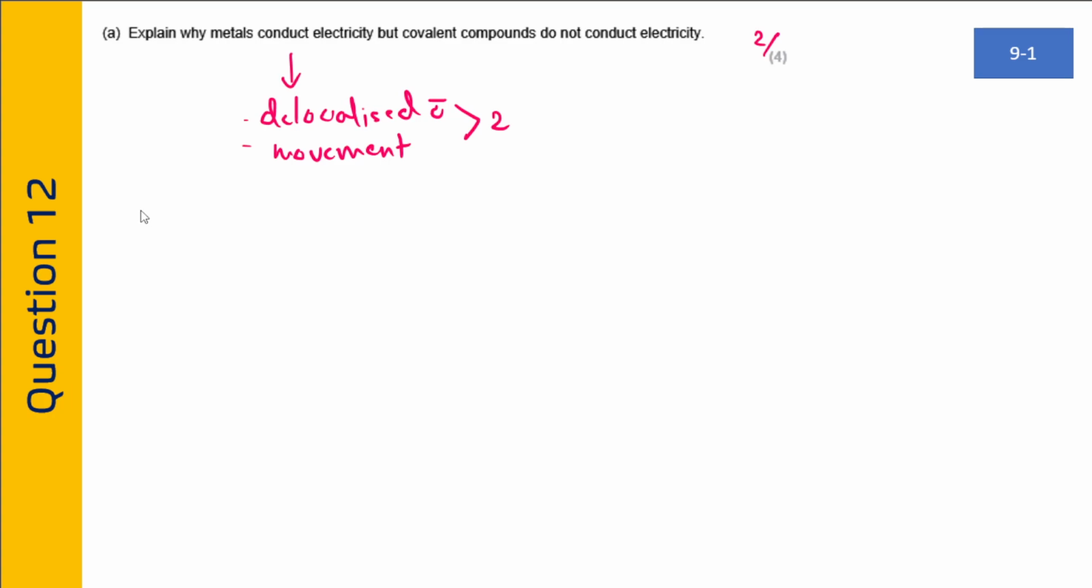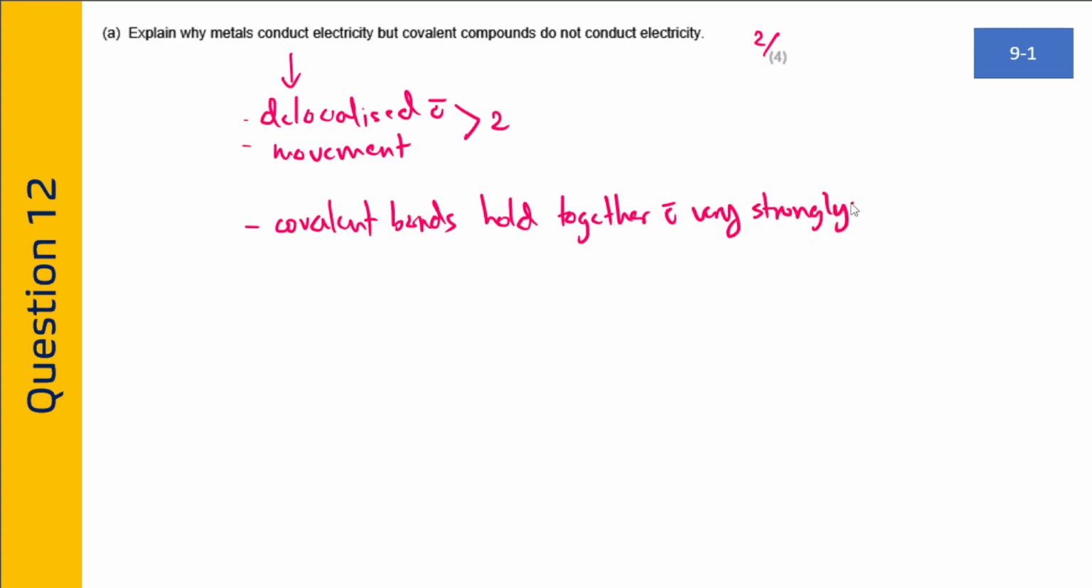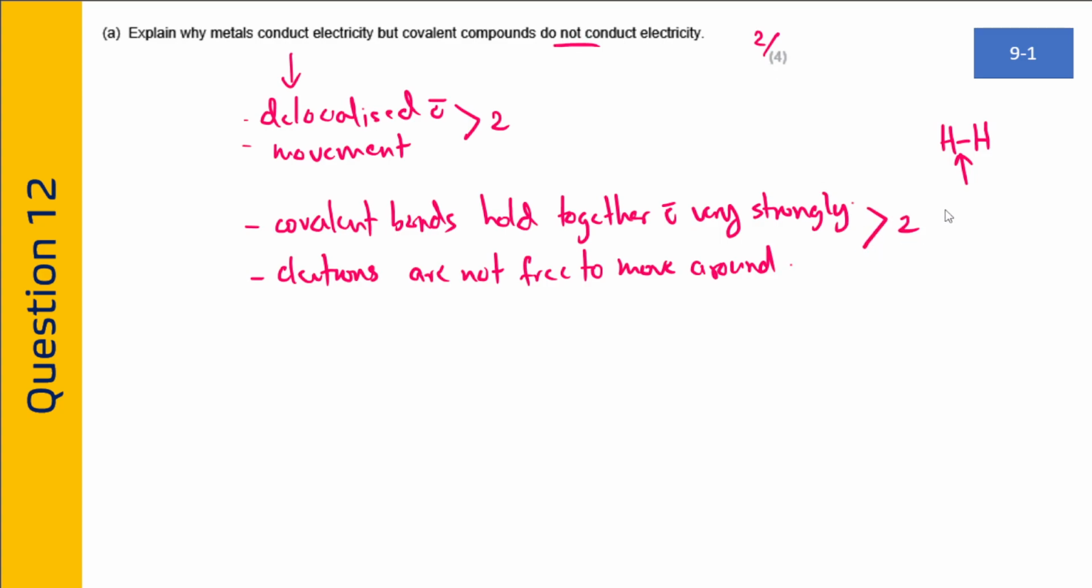But let's see, why do covalent compounds not conduct electricity? It's because covalent bonds hold the electrons together very strongly. For example, if it was hydrogen, there is a covalent bond. The covalent bonds will hold the electrons very strongly, meaning that electrons are not free to move around, and that is why it's not able to conduct electricity. If you get these 2 points, it's 4 out of 4 already.